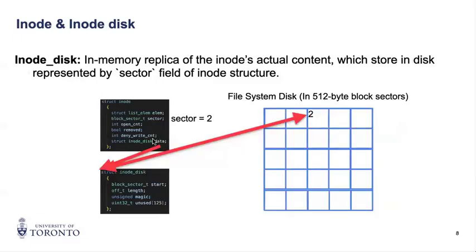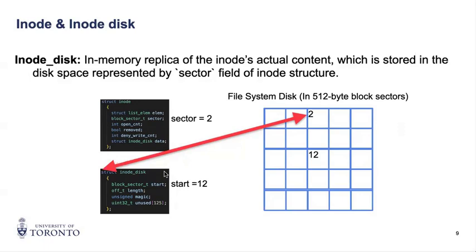So here's a visual representation of the structures. Let's suppose the inode is stored in, say, sector 2. So 0, 1, 2, we're storing it in sector 2, but it's the third sector. It's the third 512-byte sector in the file system disk, right? This means its content, inode disk data, is stored in sector 2 of the disk, and when you copy this piece of data, it should be exactly the same, unless you change one or the other, which we'll talk about as well.